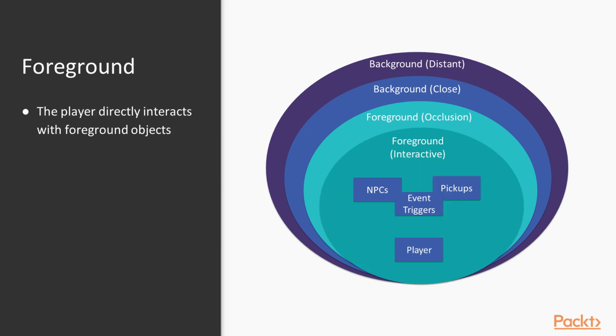The innermost layer is the player itself and everything that the player can interact with. Non-player characters, interactive props, and pickups go here. Objects in the innermost layer must have the most detail and polish, because the player can move around them freely and get the camera very close to viewing them.